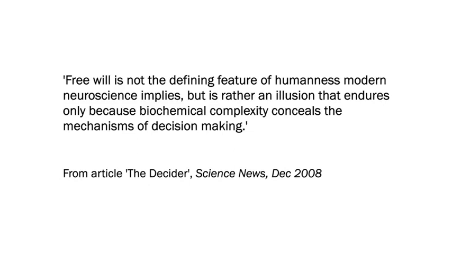Or here's another one, from Science News, December 2008. The article was called "The Decider." Some of you might remember that George Bush was the decider. "Free will is not the defining feature of humanness, modern neuroscience implies, but is rather an illusion that endures only because biochemical complexity conceals the mechanisms of decision-making." That was 8 years ago, but the news is still coming out. Here's something from June 2016: "There is no such thing as free will, based on a recent science experiment."